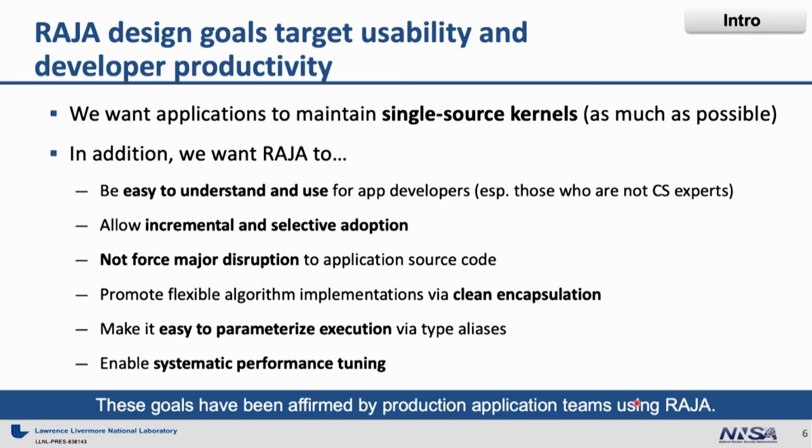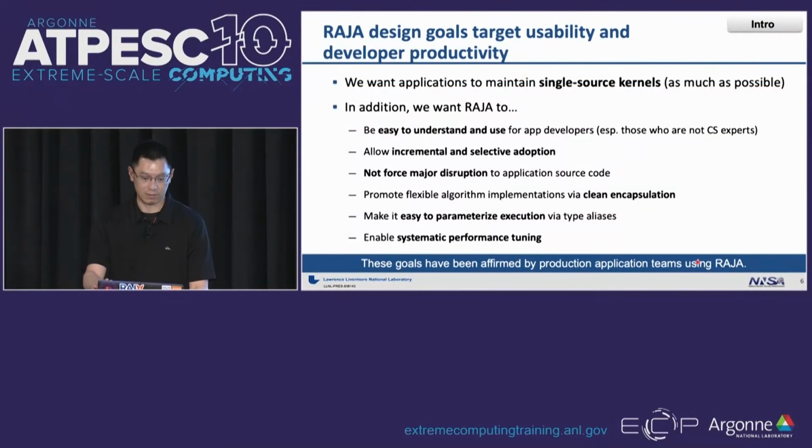This is to not force a major disruption to any of your existing code, and Raja does this by cleanly encapsulating all of its algorithms and parallel for constructs. We try to make it easy to parameterize your execution types with type aliases, and we enable you to do systematic performance tuning. These are all the things that our code teams at Lawrence Livermore find are good about Raja when they use Raja.